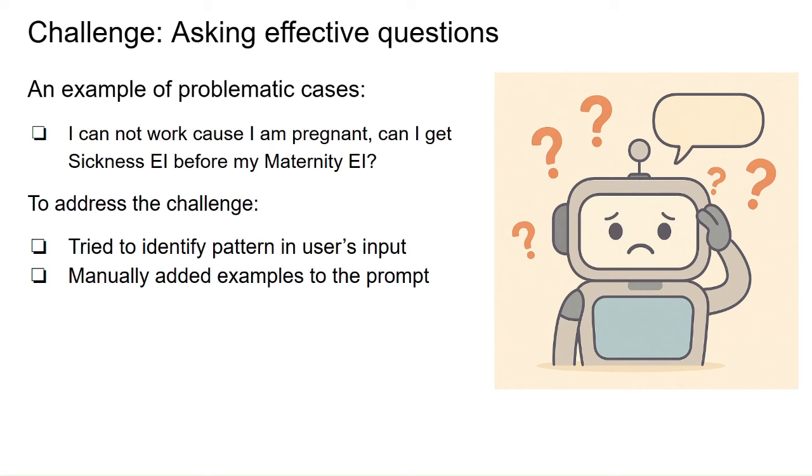To address this challenge, I have tried to identify similar patterns in user input that lead to follow-up questions. So, for example, if the input includes phrases like can I or could I, ask the user to provide eligibility requirements. Additionally, in some cases, I have manually added examples to my prompt.